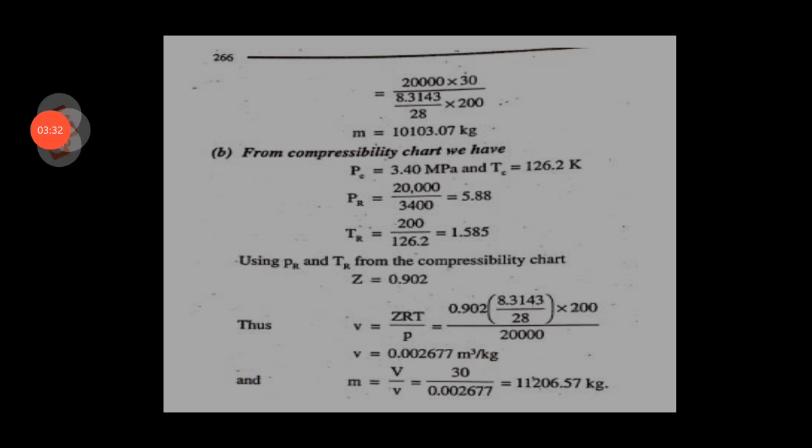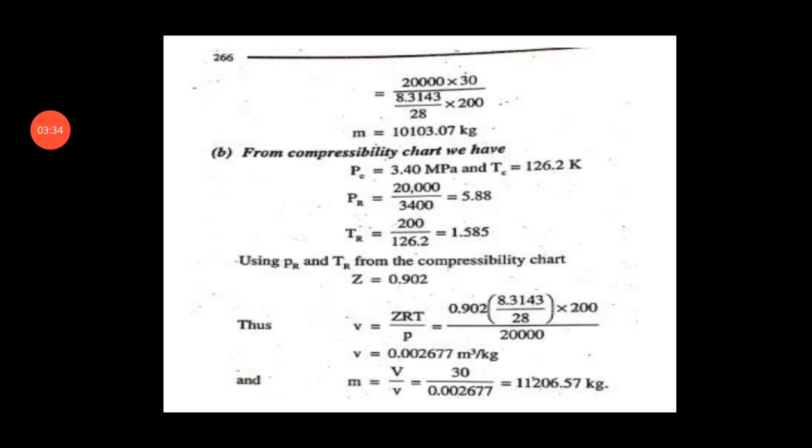Now what we have got: the reduced pressure PR is 5.88, or you can say 6, very close to 6, and TR is 1.585 or 1.5. Okay, so with 1.5 TR and 6 PR, we will find the value of Z from the chart.